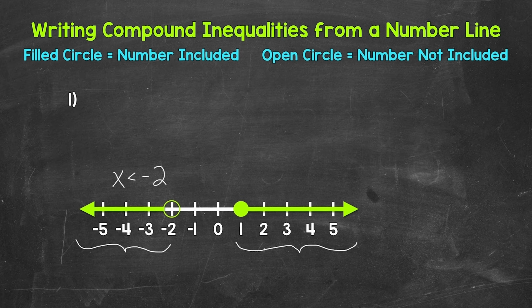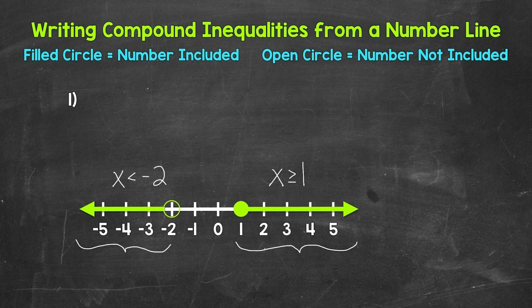-2. Now, the inequality on the right, we have a closed circle at 1. So 1 is included. Then we have an arrow going right, representing everything greater than 1. So we have x is greater than or equal to 1. And those are our two inequalities that make up our compound inequality.